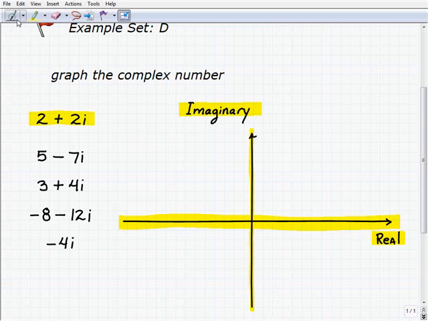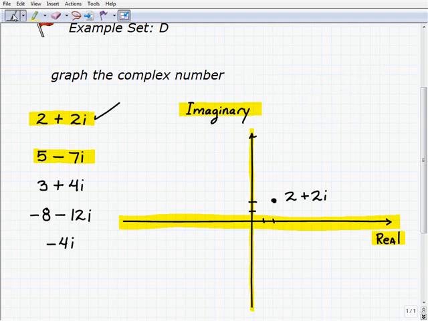2 plus 2i. Just to do a quick review, you're going to plot 2 on the real number axis, and then you're going to plot 2i on the imaginary axis. So let's go ahead and start here. 2 on the real number axis is right there, and 2i is right here. That's 1i, that's 2i, so that's the point right there. 2 plus 2i, and that's plotted on the complex number plane. All right, let's go on to our next example, and let me erase this.